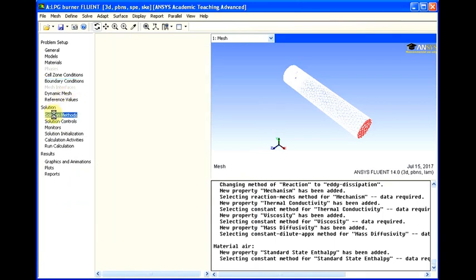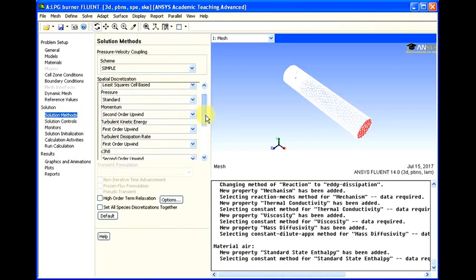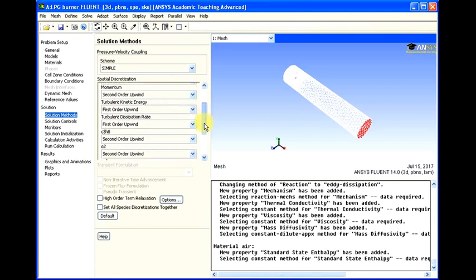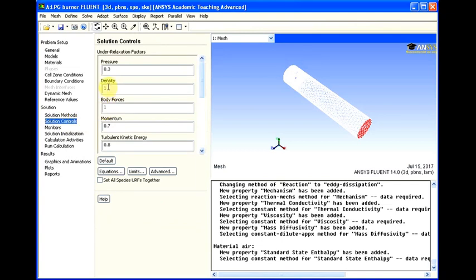We finish the boundary conditions. For methods, if you have very complicated geometry, you might want to start with first-order equations. Then after 50 or 100 iterations, you increase to second order or third order, so you don't get errors. Also, you can put in some relaxation factors.